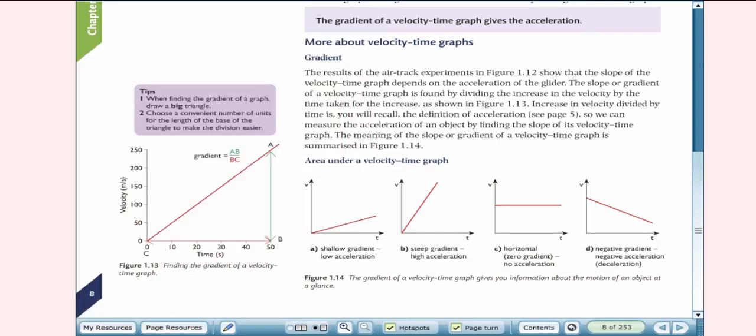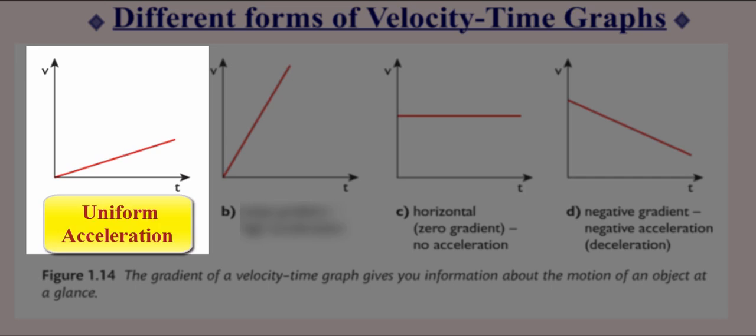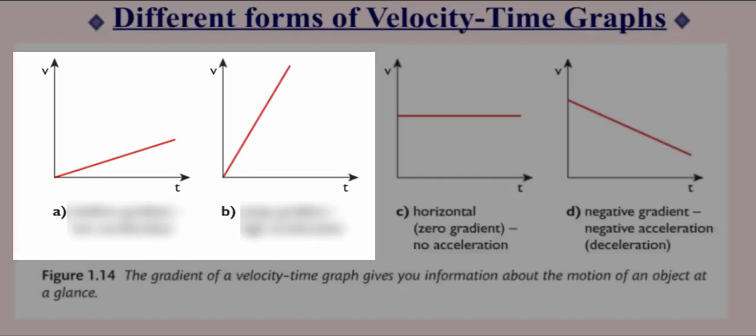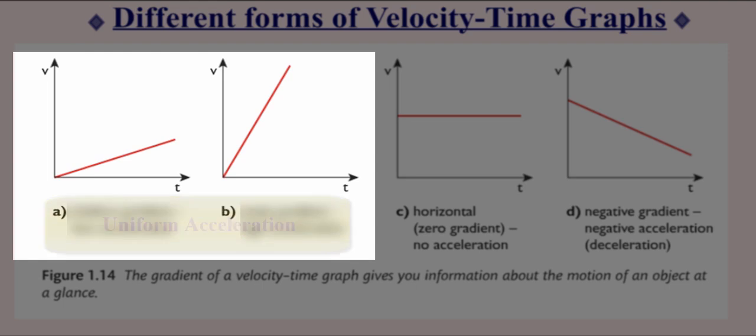Velocity time graphs. Now we're going to talk about different forms of velocity time graphs. These forms are on page 8 in the book. First graph is graph A. As we said before, if we have a straight line in the velocity time graph, it means that the acceleration is uniform.